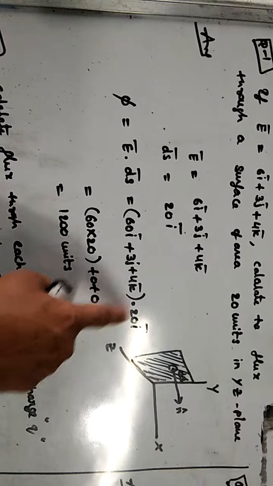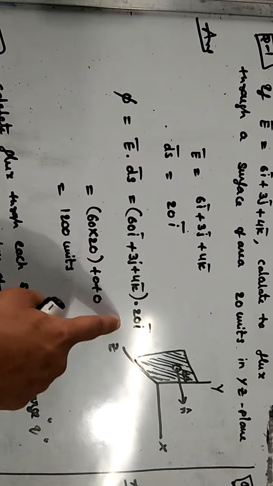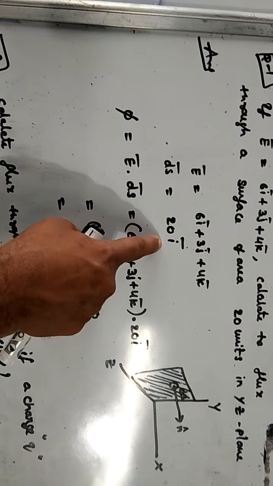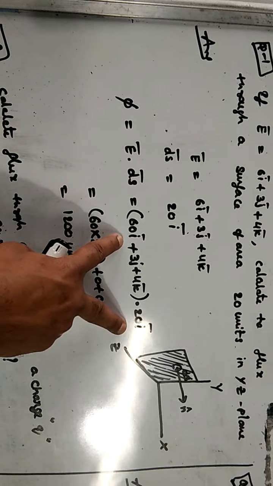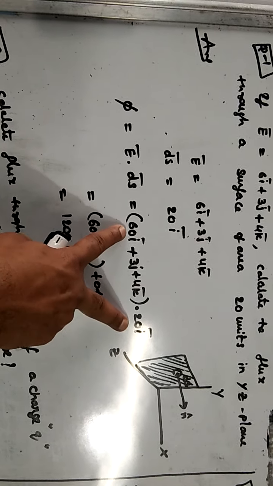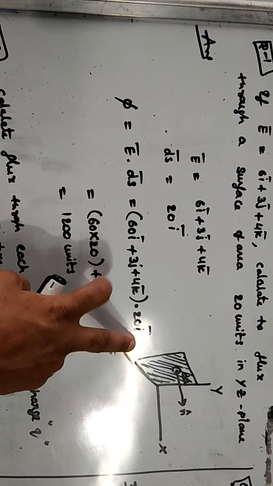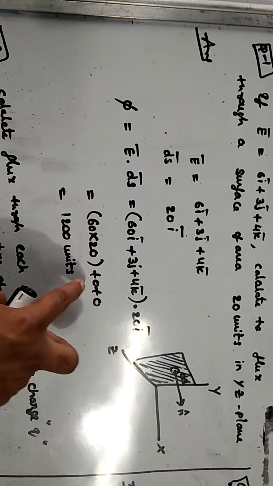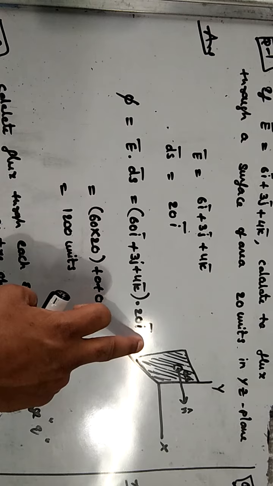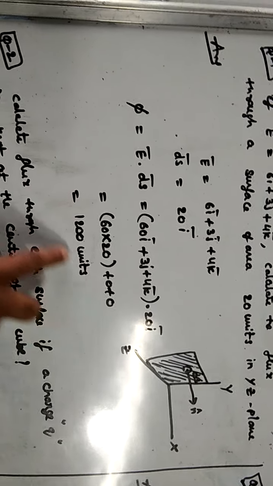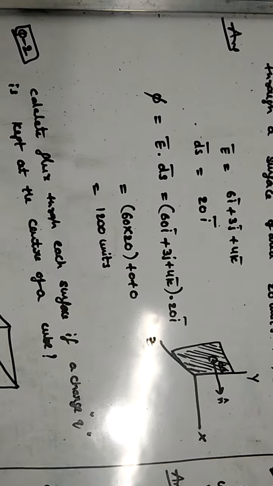Now flux phi is equal to E bar dot ds bar. So in the dot product, I can substitute E bar and ds bar. This one you have to understand clearly, and this is basic knowledge from 11th class. The i components you have to multiply. So 6 into 20. Here the j component is 0, so 0 into 3 is 0. Here the k component is 0, so 0 into 4 is 0. So the answer is 120 units like this.